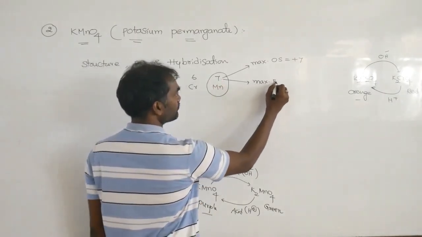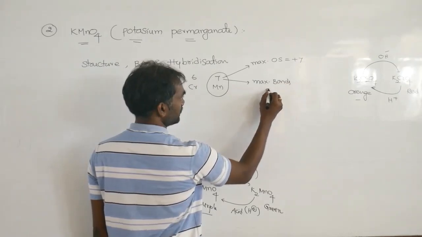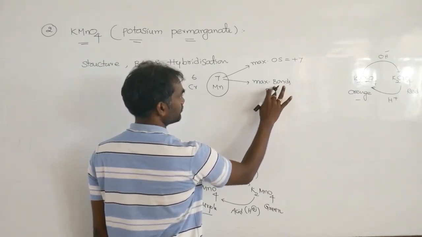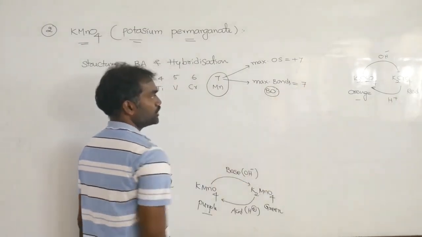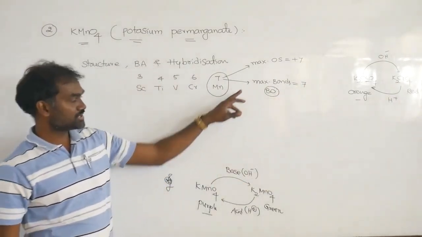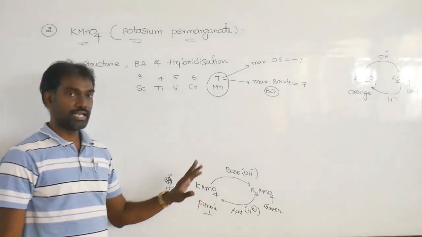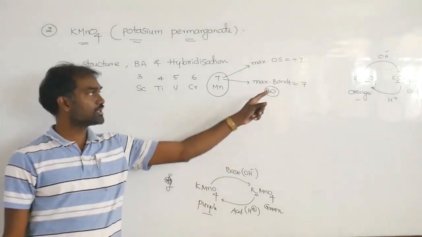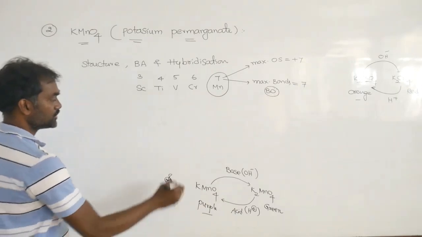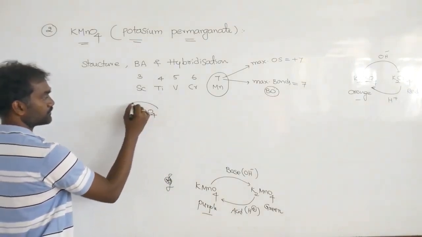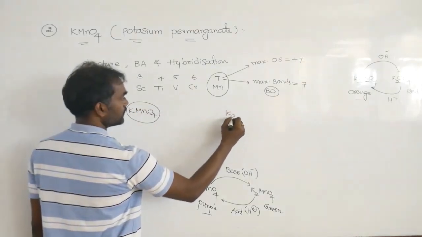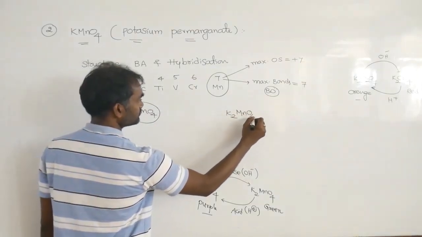So maximum bonds, otherwise bond order, that is also 7. So while writing the structure you must follow the 7 bonds. Less than 7 also no problem. More than 7 is the wrong one. So here one side you take KMnO4, and another side you take K2MnO4.